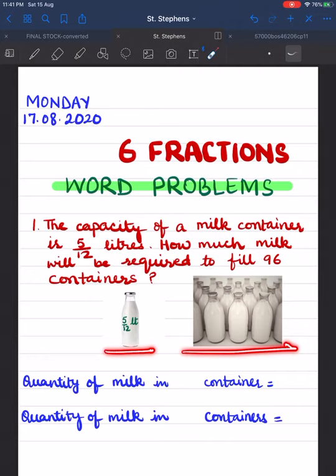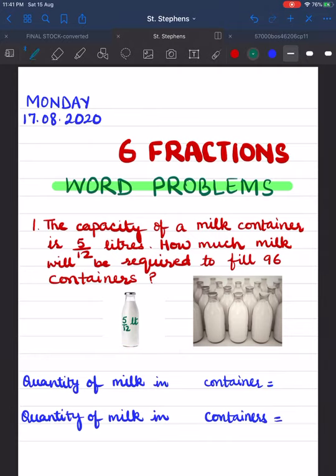Children, today we are going to do word problems on multiplication of fractions. First, the capacity of a milk container is 5 on 12 liters. How much milk will be required to fill 96 containers? Children, remember, whenever you have to find the value for more units, you have to multiply.